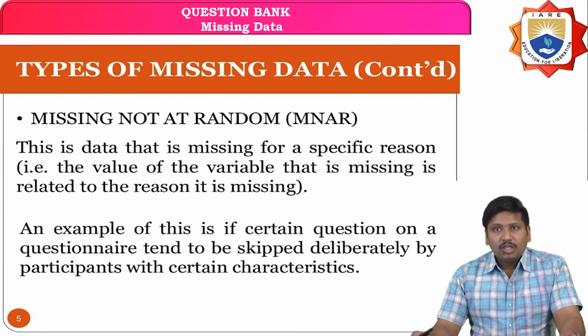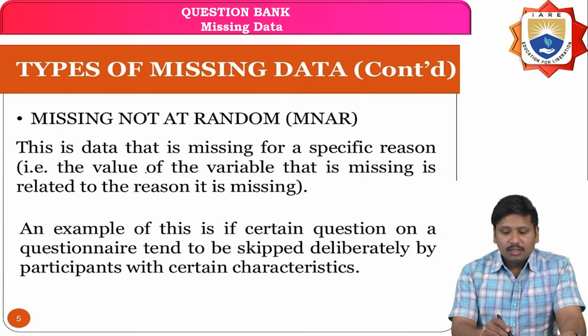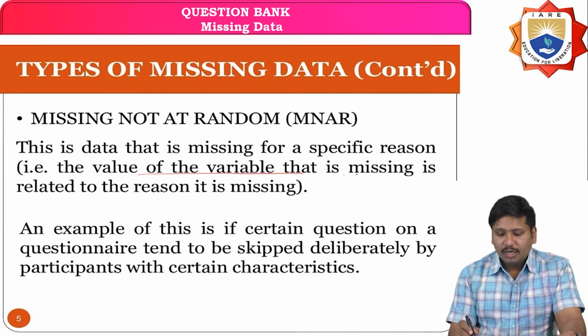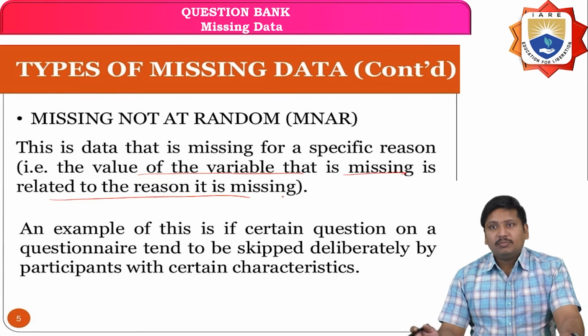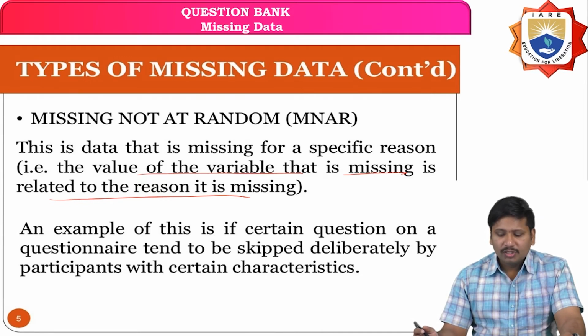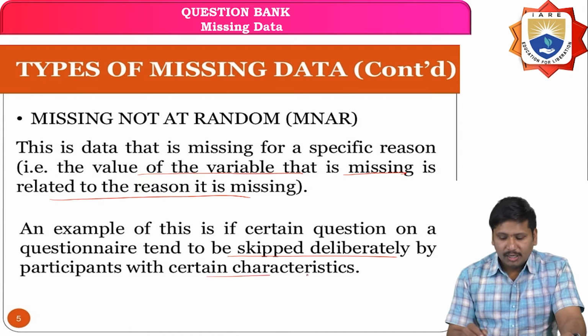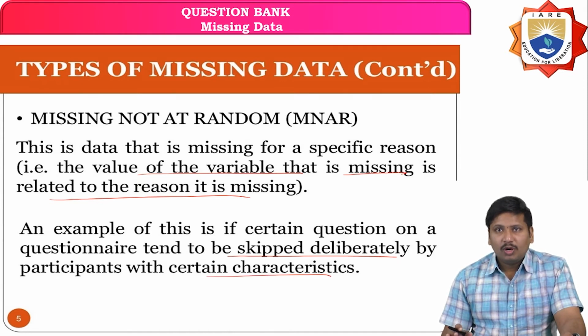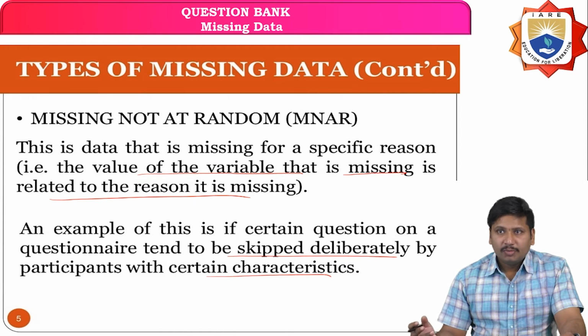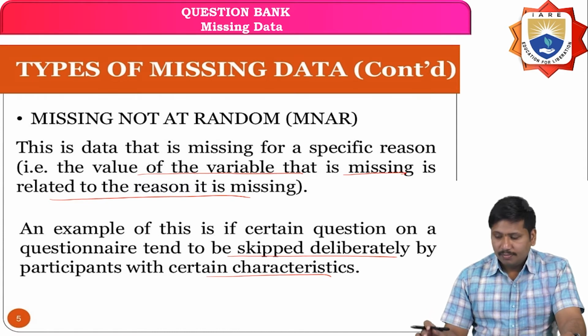Another case is missing not at random. Here, the data is missing for a specific reason. The value of the variable that is missing is related to the reason it is missing. An example is when a certain question on a questionnaire tends to be skipped deliberately by participants with certain characteristics. At that time, you can call it a missing not at random case, where the value of the variable that is missing is related to the reason it is missing.